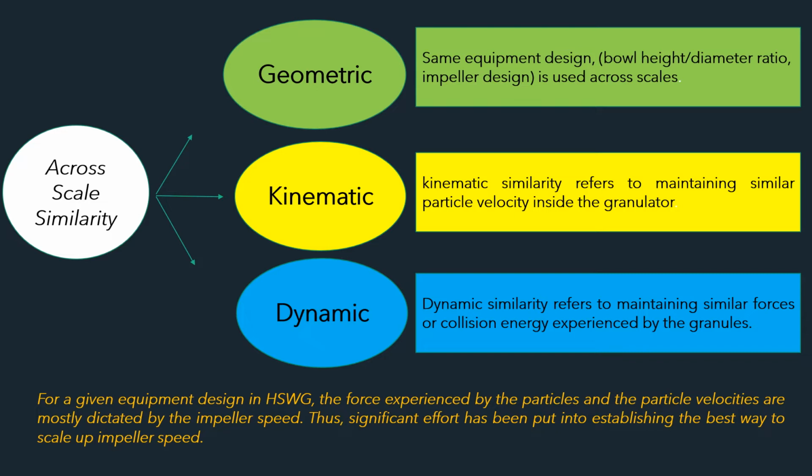So for a given equipment design in high shear wet granulation, the force experienced by the particle and the particle velocities are mostly dictated by the impeller speed. It is the main scale up factor, that the impeller speed will determine the particle velocity as well as the force experienced by the particle, right? So significant effort has been put into establishing the best way to scale up impeller speed. We will discuss in the next slides the different ways we can scale up the impeller speed as well as other factors.